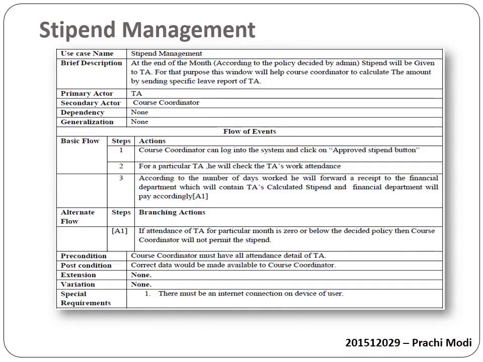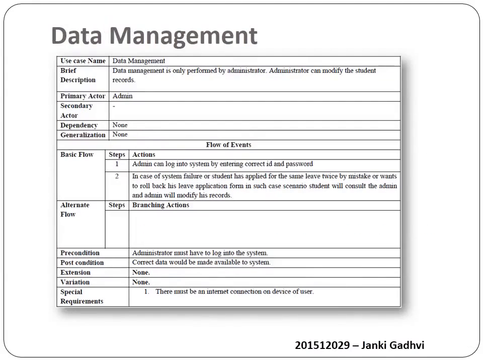The post condition over here is that correct data would be made available to the course coordinator. The precondition is that the course coordinator must have all the attendance details of the TA. There are no extension and no variations. The special requirement is that an internet connection is a must on the user's device.